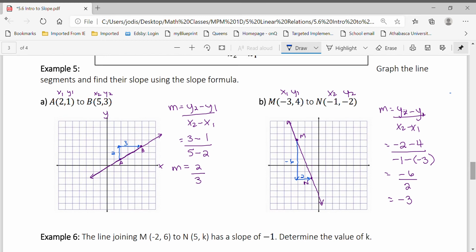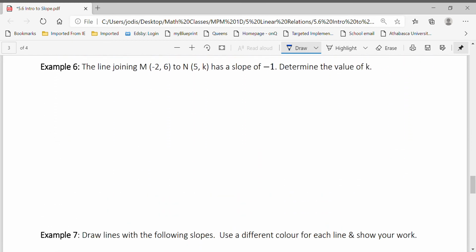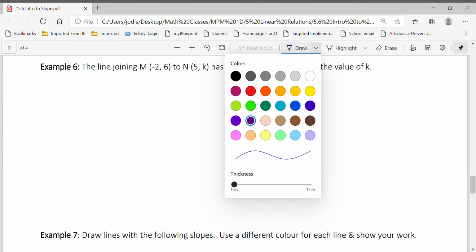Okay, so this time we're going to try and use our formula to find a missing value.